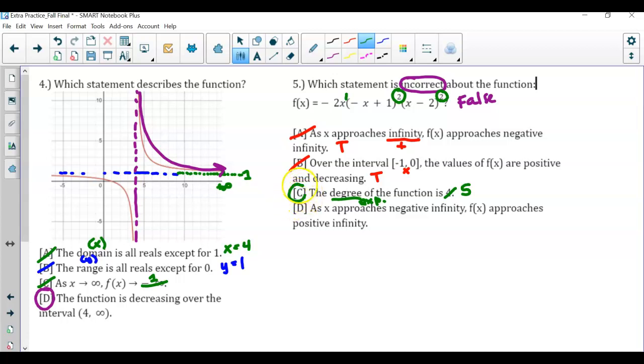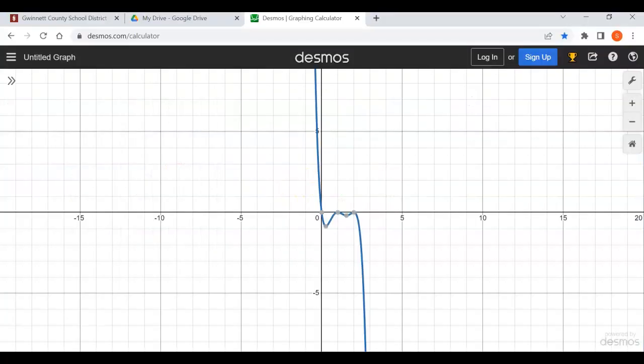So let's double check and make sure that this statement is false looking at our graph. Notice how here we do have our 3 zeros. We have a slice at 0, which is the exponent of 1. Then we have the bounce, which is 2, and there's our bounce again, which is 2. So 2 plus 1, making that degree of 5.